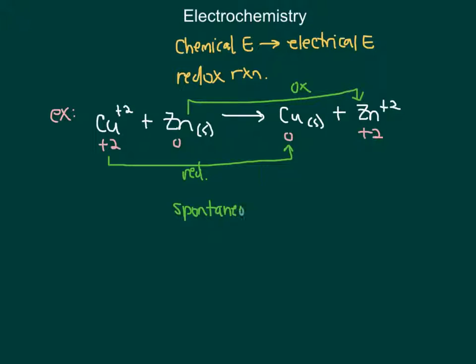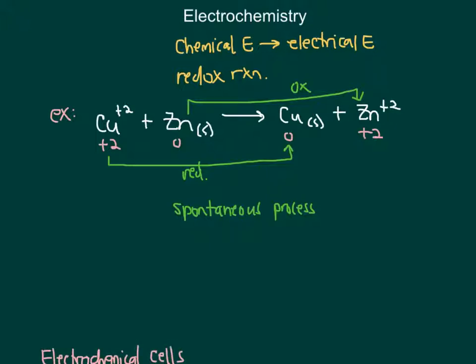It's a spontaneous process, meaning that nothing is driving it, as far as like I'm not making it happen. The zinc just gives its electrons to the copper ions. And you can think of the reason why that is because copper is more electronegative than the zinc. The copper ions want those electrons more than the zinc wants those electrons.